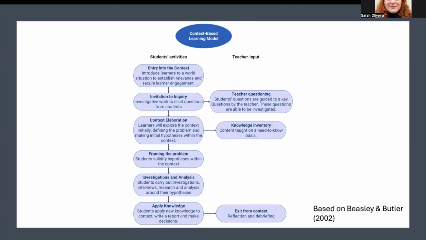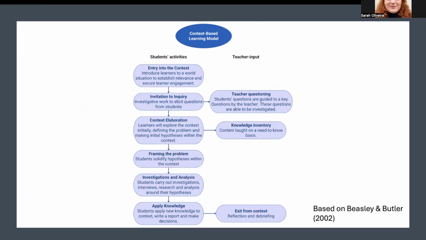So here's a little, I've modified this context-based learning model from Beasley and Butler's paper in 2022, a very long time ago, yes, but it is quite modified. I have done this on Canva earlier, because I was trying to contextualize it. But essentially, here's a bit of a flow chart.